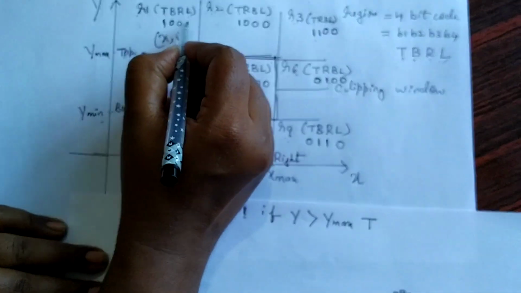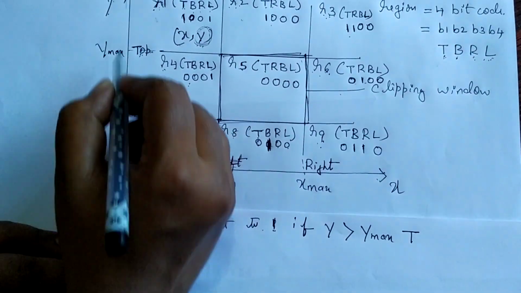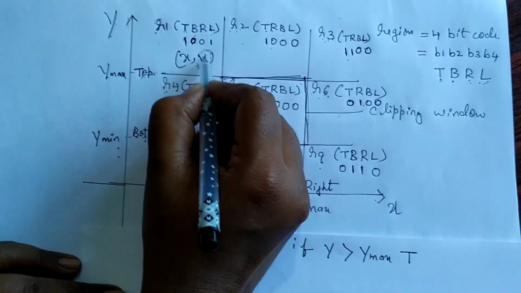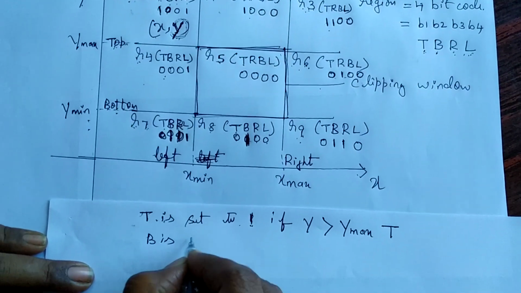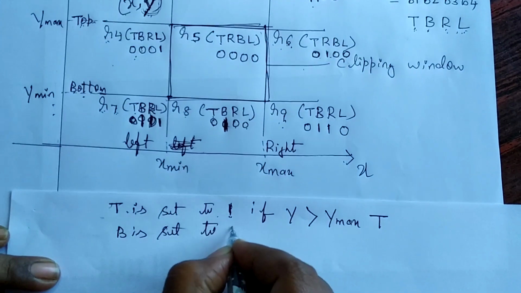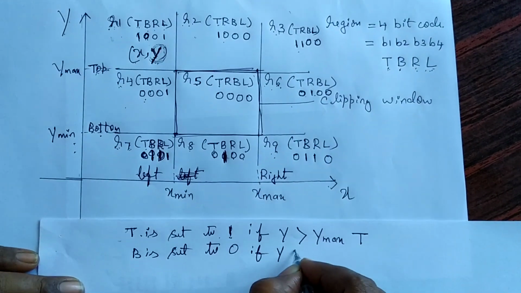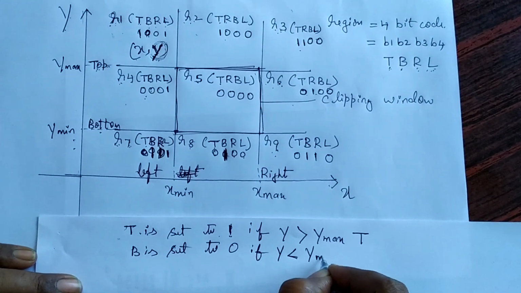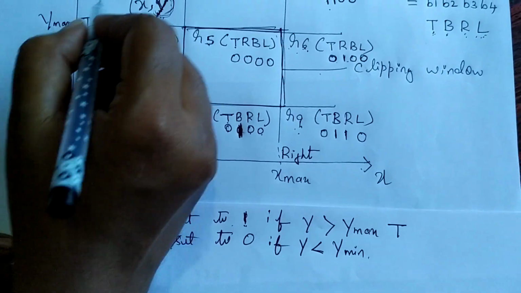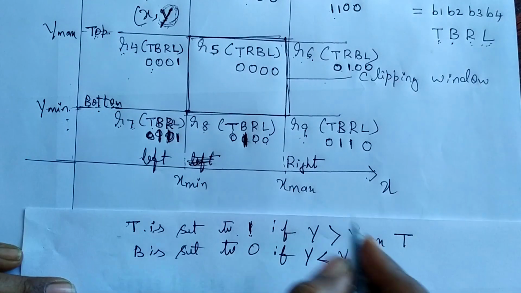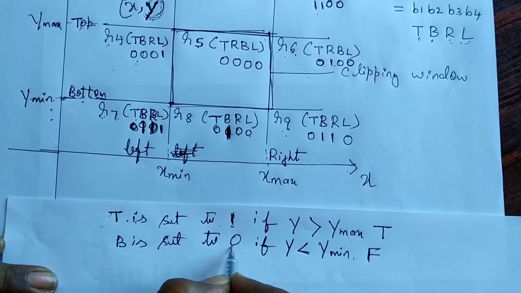Now I'll go for bottom. Top and bottom we check along the y-axis, so I need to check the y value. Bottom is set to 0. I'm talking about region 1, right? If y is lesser than y minimum. This is my y. Is this y lesser than the minimum? No, false. That is why the bottom bit is set to 0.